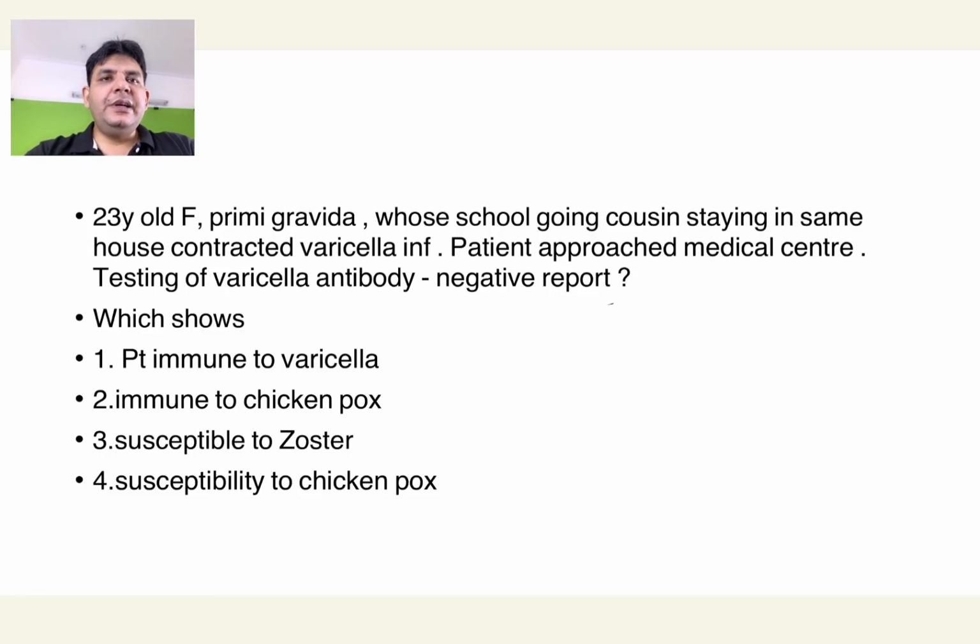So guys, there is a 23-year-old female primigravida whose school-going cousin staying in the same house contracted varicella infection. The patient reported to the medical center. Testing of the varicella antibody comes out negative. What does it show? Basically, you should know that varicella is the name of HHV-3, human herpes virus 3. The primary infection by this virus is chickenpox, and the reactivation is termed herpes zoster or shingles. Since the varicella antibody is negative, she is very much susceptible to chickenpox, as per this version of the question. If you have any change in this, we can discuss. Otherwise, this is susceptibility to chickenpox, which is likely to be the answer.